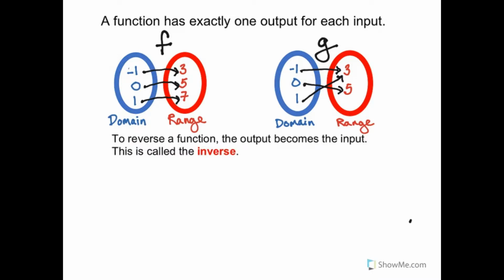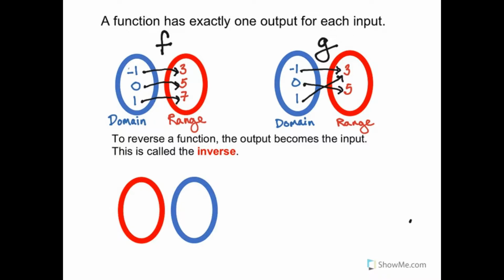Now sometimes we'd like to reverse a function. That is, if we know the output, we'd like to find out what input gave us that. That's called the inverse of the function. If I want to find f inverse, which is written like this, I would take the range and make it the new domain. I want the same matches, so 3 has to match to -1, 5 to 0, and 7 to 1, and I still have exactly one arrow from each element of the domain into an element of the range.